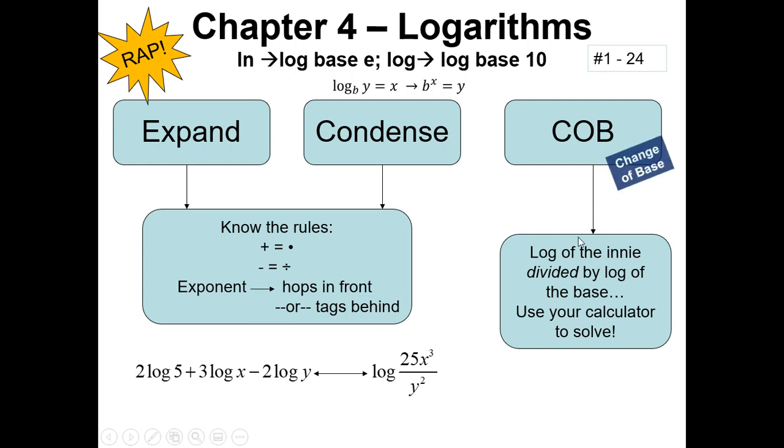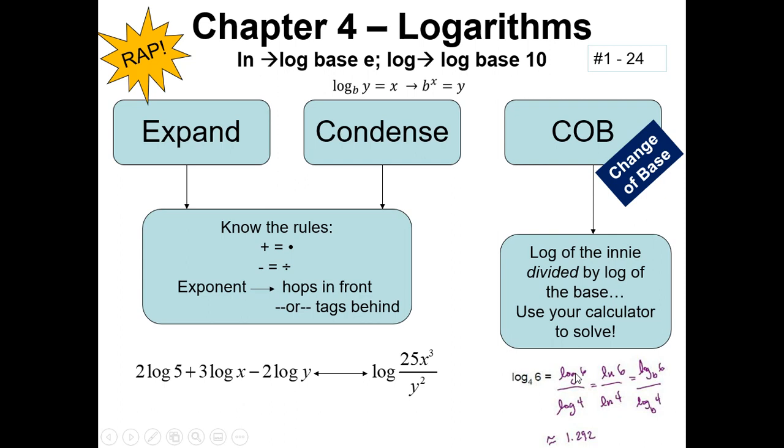All right, COB, change of base: log of the any divided by log of the base. You can use your calculator to solve these. If I have log base 4 of 6, that is equal to log of 6 divided by log of 4, which is equal to natural log of 6 divided by natural log of 4, which is equal to log of any base of 6 divided by log of any base of 4. If you plug any of those into your calculator, you should get approximately 1.292. Some of these you might have to go back and remember how to use your calculator and practice.